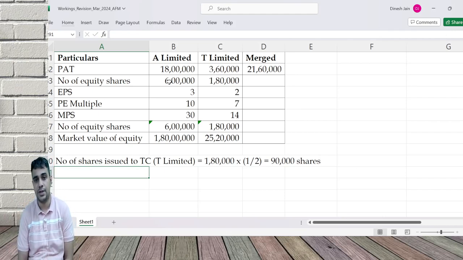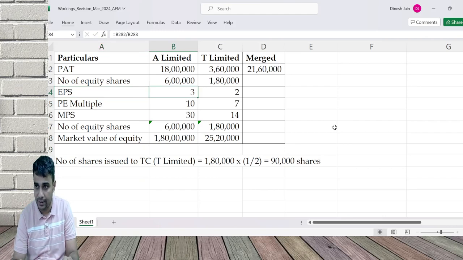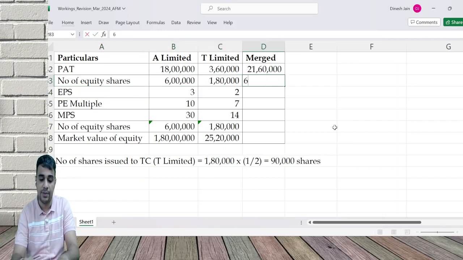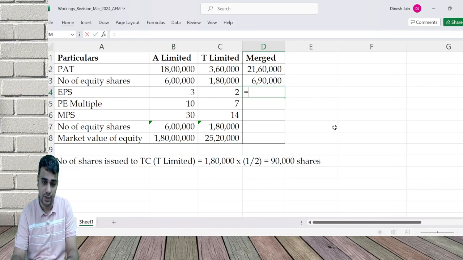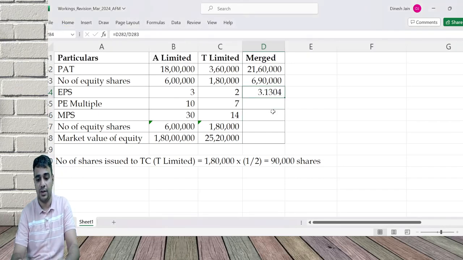I'll give 90,000 shares. So I had 6 lakh shares in A limited. Extra 90,000, it will become 6 lakh 90,000. EPS 4 decimals. If it's in decimal, please work with 4 decimals to avoid rounding gap. 3.1304.